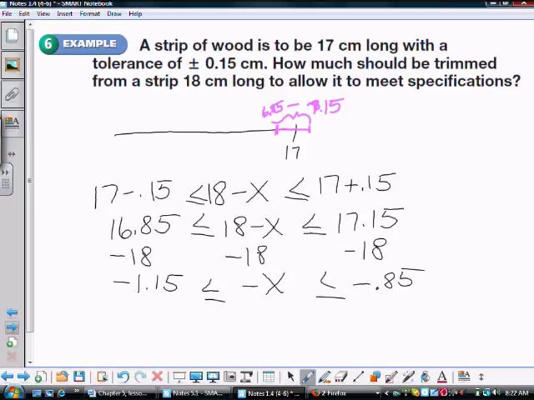I want to find positive x. So I'll multiply negative x times negative 1 and get positive x. Multiply negative 1.15 times negative 1 and get positive 1.15. Multiply negative 0.85 times negative 1 and get positive 0.85. And what else do I do? Switch them all.